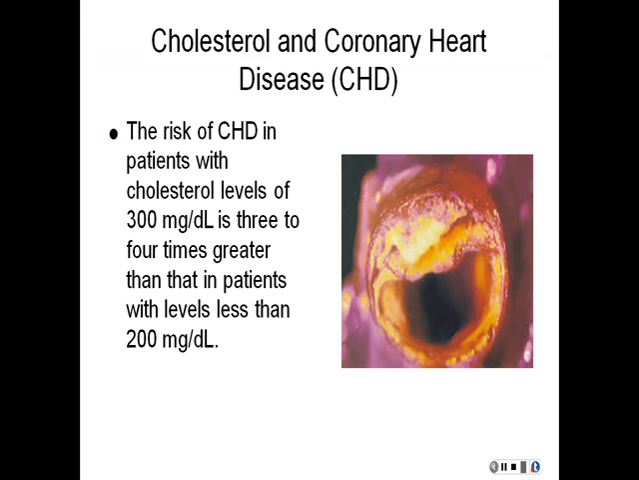All right. So lipids and lipoproteins participate in the formation of atherosclerotic plaque, which leads to coronary heart disease. Normal total cholesterol levels should be less than 200. The risk for coronary heart disease is 3 to 4 times higher for people with total cholesterol levels of 300 as compared to those with cholesterol levels that are less than 200.